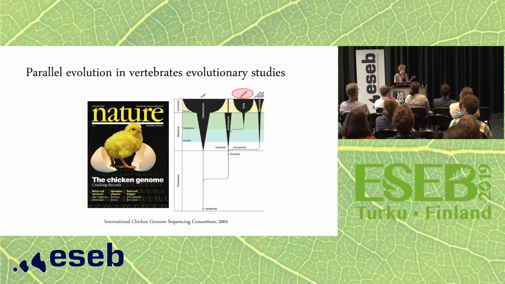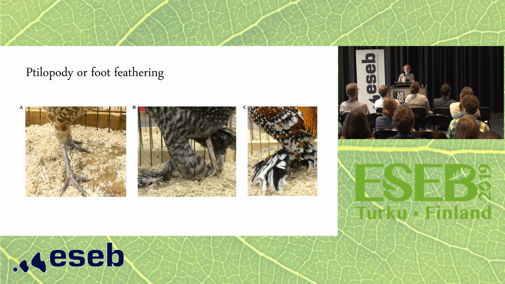So chicken is a very important model species, not only to study vertebrate evolution, but also to study the complexity of traits. Today, I'm going to share with you the genetic basis of a very interesting trait called ptilopody, or foot feathering. This trait involves the development of feathers at the level of the ankle and foot, and can be observed in domestic species, but also in wild avian species, like snowy owl and ptarmigan. This trait is usually not observed in the ancestor, which you can see on the top left.